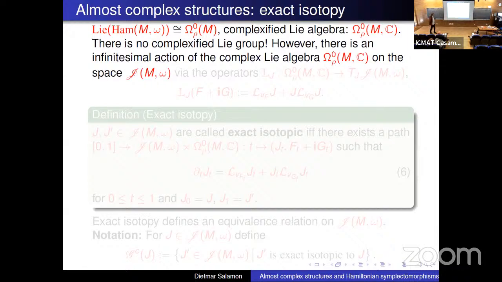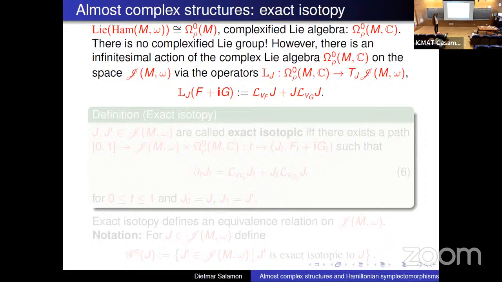However, what one can do is consider the infinitesimal action of the group of complex valued functions on the space of almost complex structures. And namely, all one needs to do is to take the two functions f and g, and for f we take the usual action by the Lie derivative, and for g we take the action by the Lie derivative and hit it with a complex structure, and that leads naturally to this operator Lj. And that would be the infinitesimal action of the Lie algebra of complex valued functions on the space of almost complex structures.